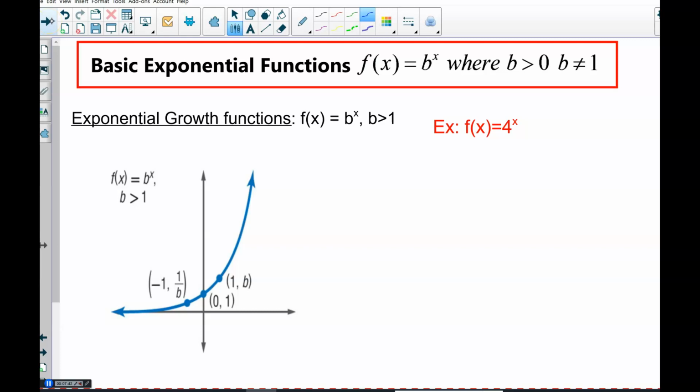So we're going to define terms called exponential growth and exponential decay. So when your base is greater than 1, we say that as x increases, our y values are going to increase exponentially. So an example would be 4 raised to the power of x.